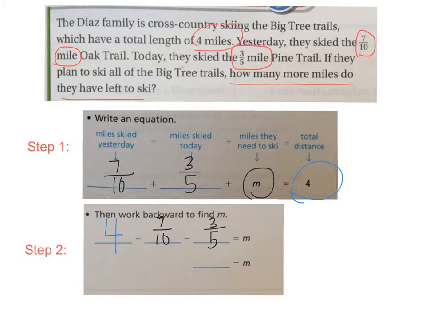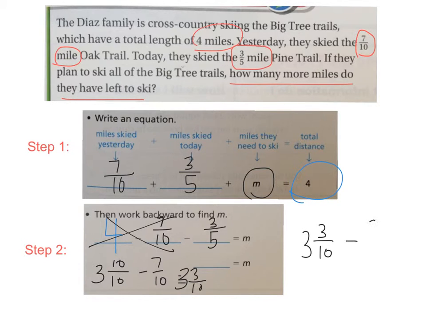So 4, you have to rename 4 into 3 and 10 tenths so that you can subtract 7 tenths. Okay, so I'm going to rename 4 into 3 and 10 tenths, and then I can subtract 7 tenths. When I do that, how much do I have left? Let's subtract the fractions first. 10 tenths, and if I take away 7 of them, how many tenths do I have left? 3 tenths, okay. And then if I have 3 and I take away 0 wholes, how many do I have left? 3. Okay, so now I've finished this part of the equation, and I still have to do 3 and 3 tenths minus what? 3 fifths.